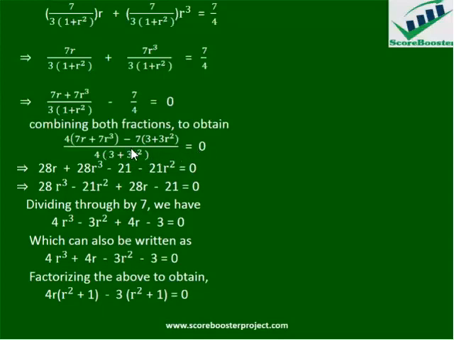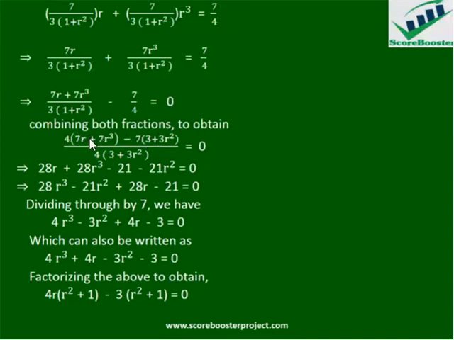And to eradicate this, we multiply both sides by 4 into 3 plus 3r squared. So if we multiply this side by 4 into 3 plus 3r squared, that we cancel, we have 1. And if we multiply 0 by 4 into 3 plus 3r squared, we have 0. So we are left with only the numerator here. So we expand the bracket.